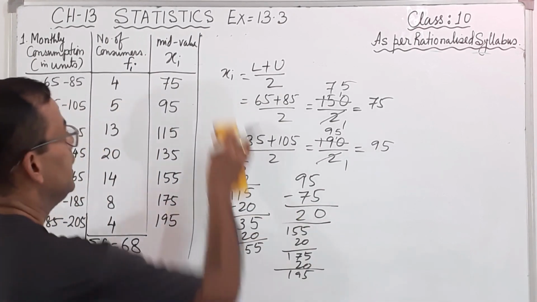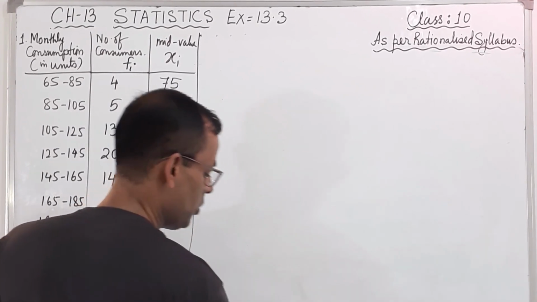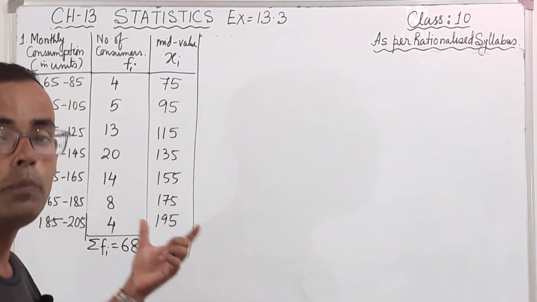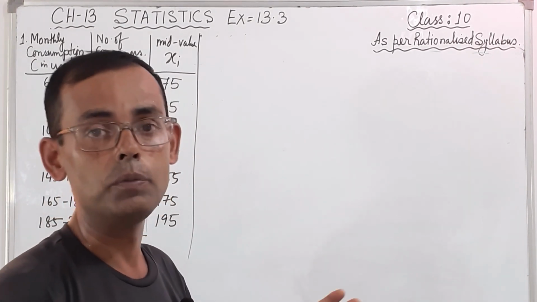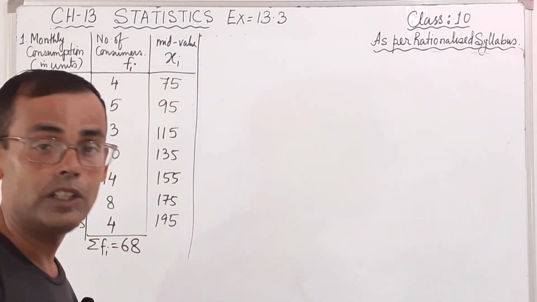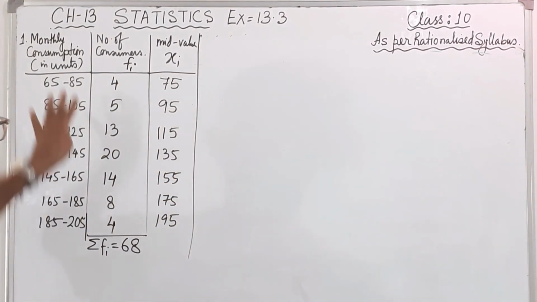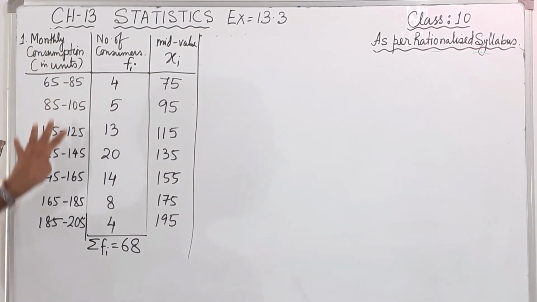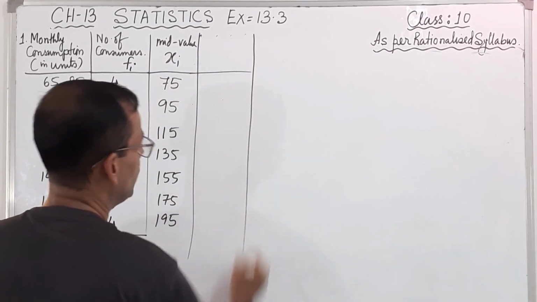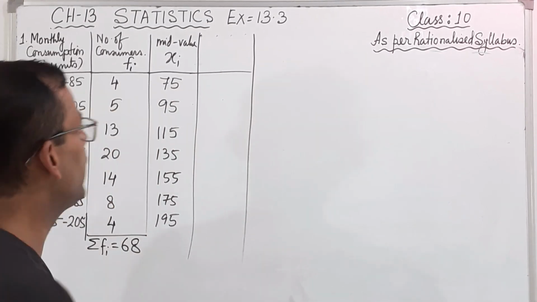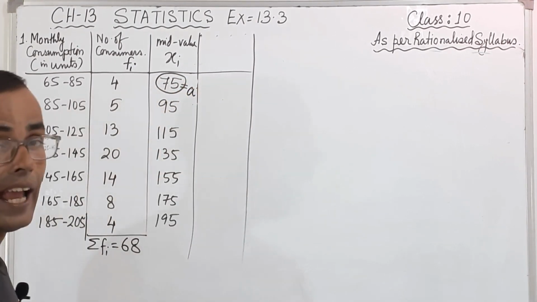Now after that, let me rub this rough portion. After that, we are going to find out the mean. Now for the mean, there are three methods: the direct method, the assumed mean method, and the step deviation method. I will be using the step deviation method because here the values are very big, and it is the easiest one. You can use any method. 75, I will make it as A. A means assumed mean.